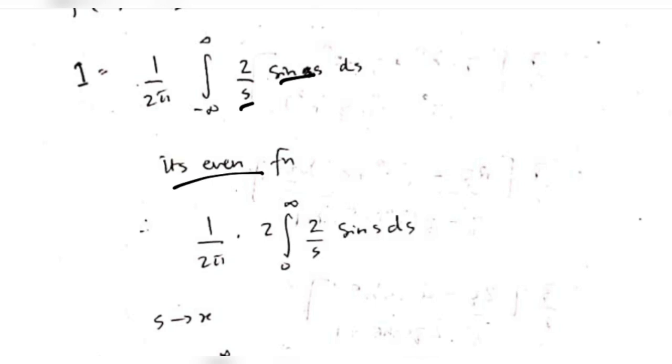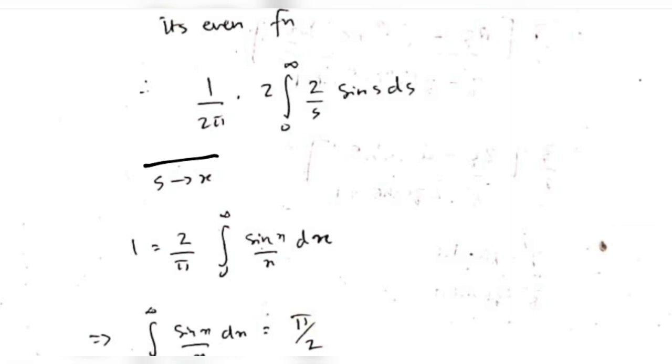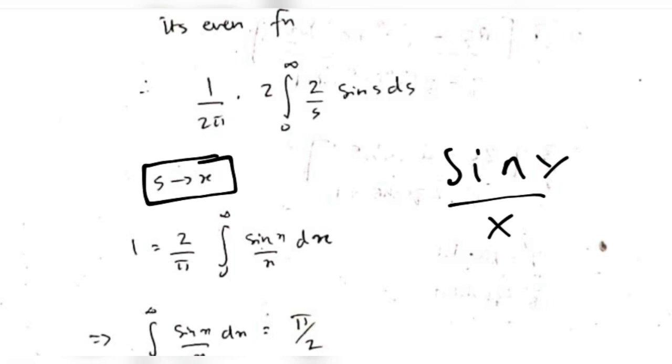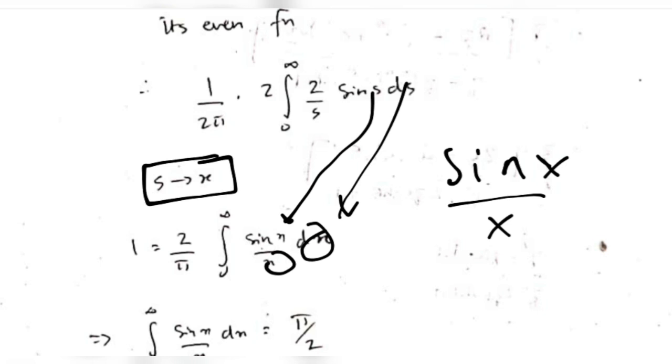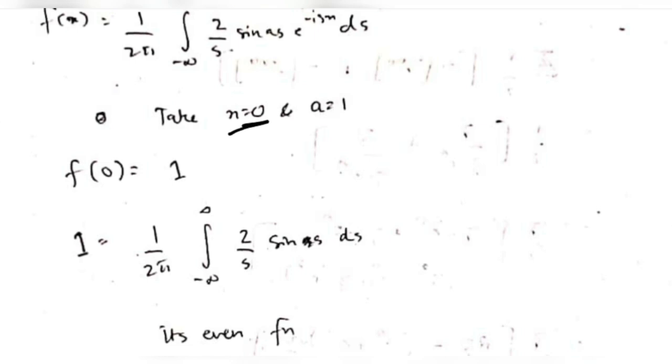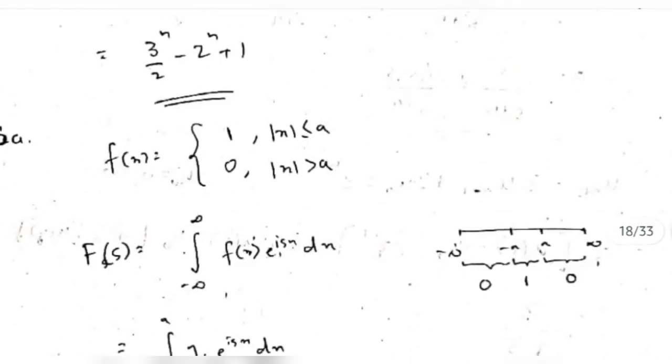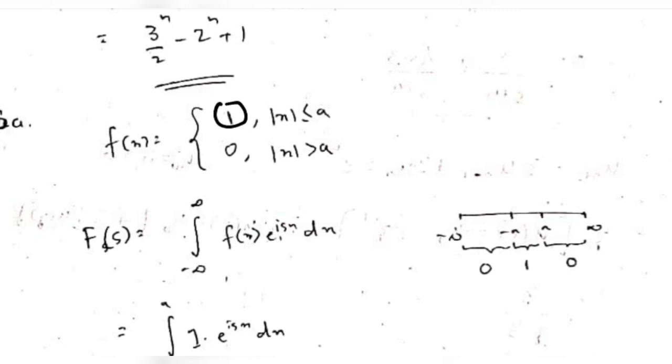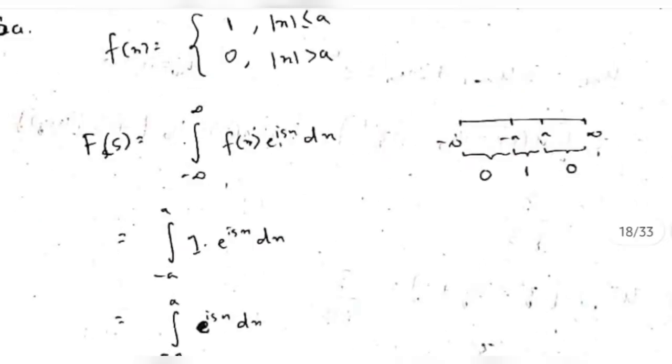When we have an even function, we can write this limit from minus infinity to infinity as 2 times that of 0 to infinity. We will be changing s to x, because in the question it is asked as sin x by x. So instead of s we will be writing x here, and dx instead of ds. And see here, when we take x as 0, what is f(x)? According to the question, when we take x as 0, f(x) will be 1, because 0 is less than or equal to a, it lies here. So f(x) will be 1. That's what we are writing here, f(0) is 1.